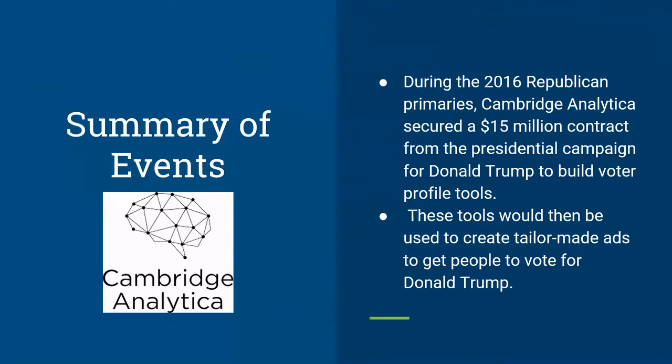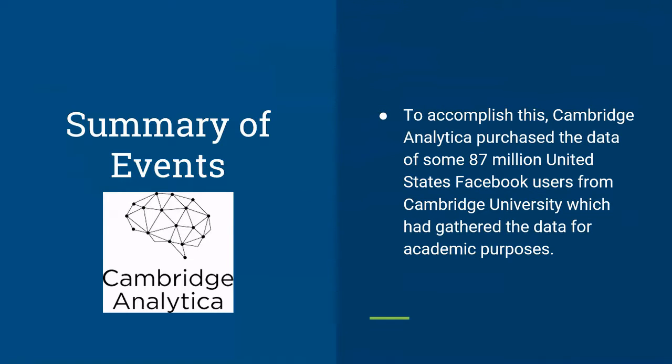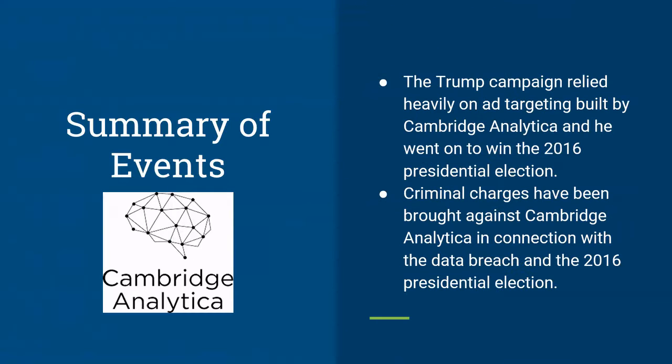During the 2016 Republican primaries, Cambridge Analytica secured a $15 million contract from the presidential campaign for Donald Trump to build voter profiling tools. These tools would then be used to create tailor-made ads to get people to vote for Donald Trump. To accomplish this, Cambridge Analytica purchased the data of some 87 million United States Facebook users from Cambridge University, which had gathered the data for academic purposes.